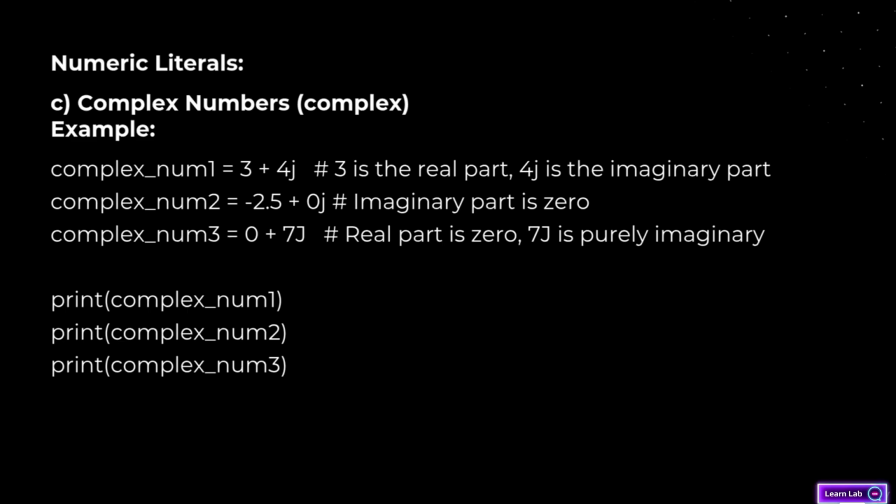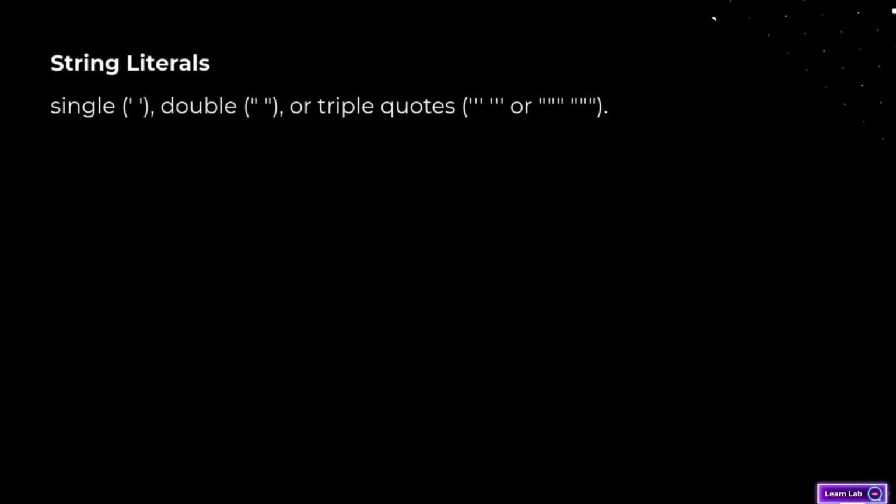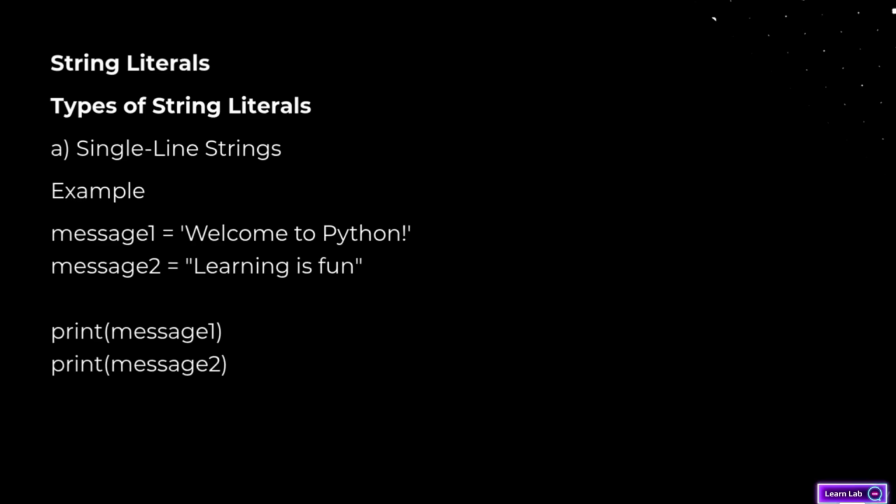Now let us see the second type of literal, that is string literals. In Python, string literals are a series of characters enclosed within single quotes, double quotes, or triple quotes. They are used to store and work with textual data such as names, messages, or even multi-line content. The types of string literals are single-line strings. These are used for simple one-line text and are enclosed in either single or double quotation marks. For example, message 1, welcome to Python in single quotes. Message 2, learning is fun.